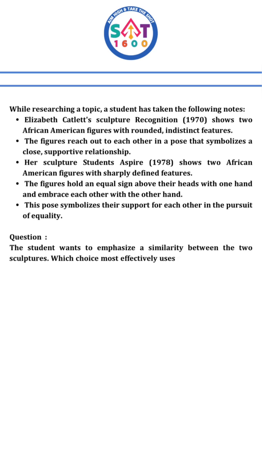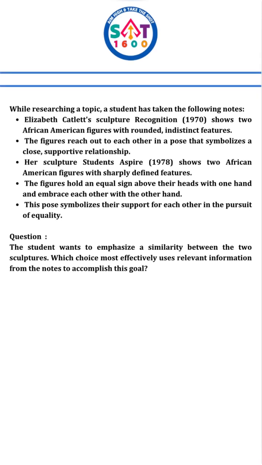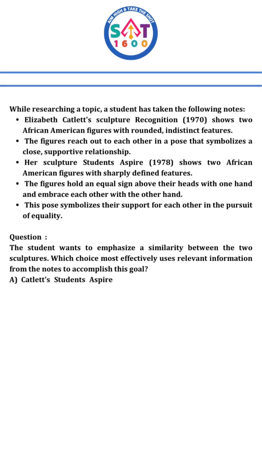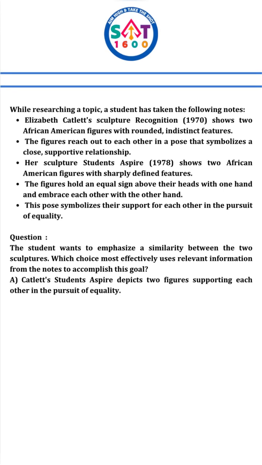So, the two sculptures they're talking about are Recognition and Students Aspire. And let's see which option talks about the similarity between them. So, let's delve into the options. Option A says Catlett's Students Aspire depicts two figures supporting each other in pursuit of equality. Now, this option only talks about one of the sculptures, which is Students Aspire. So that's not really giving us any similarity between the two sculptures because the other sculpture is not being talked about at all.